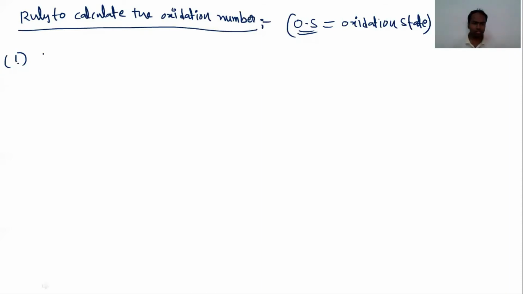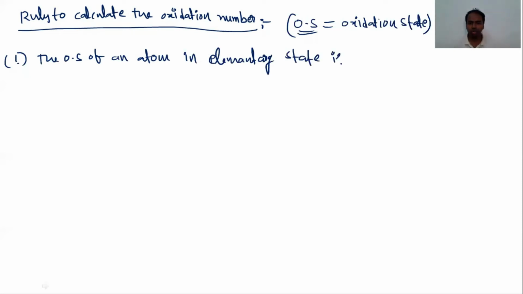The first rule is that the oxidation state of an atom in elementary state is 0. This is very important. What is the meaning of elementary state of an atom or molecule? The naturally existing stable state is called elementary state.